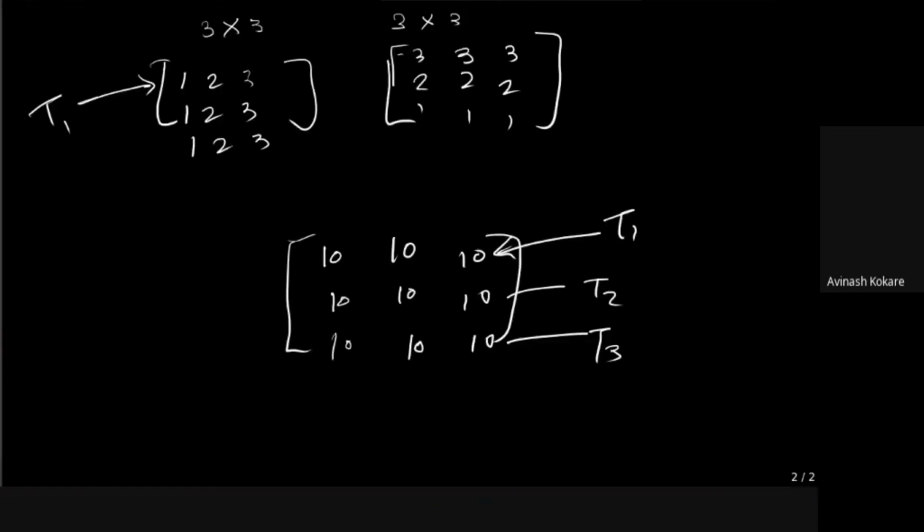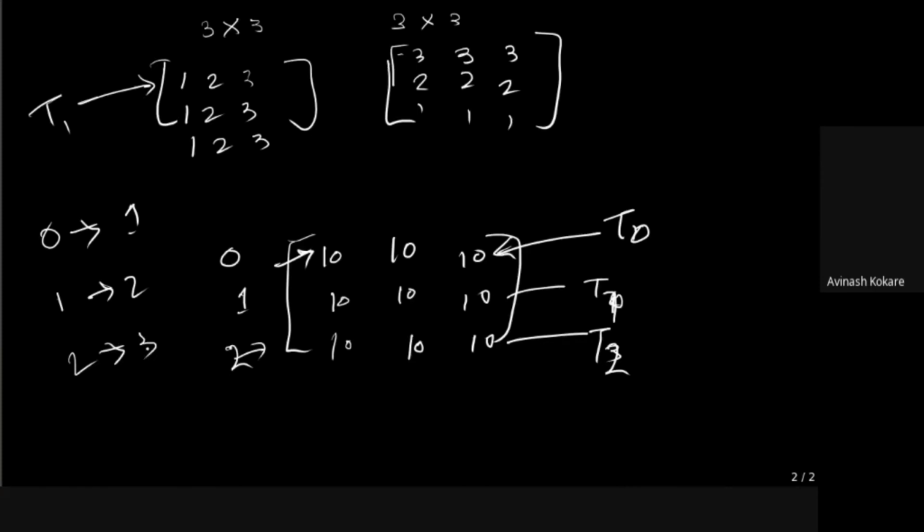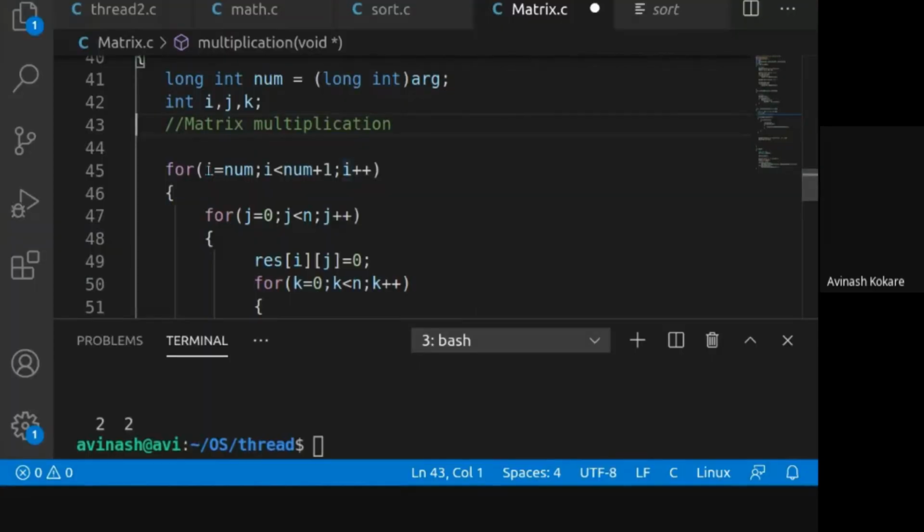That means, for example, say we have threads T0, T1 and T2. Thread 0 has the number 0, so it will work from 0 to 1. 0 to 1 means this row. Then the second thread, which has the number 1, will work from 1 to 2. Then the third thread, which has the number 2, will work from 2 to 3. Only this change I have made here, that we have divided the task.